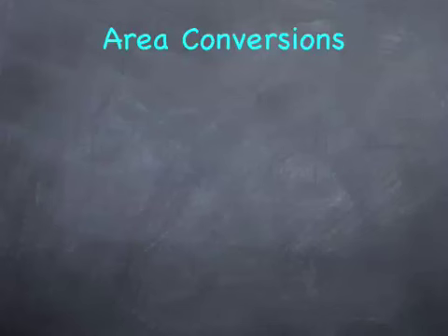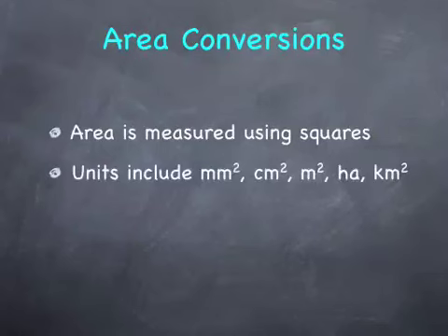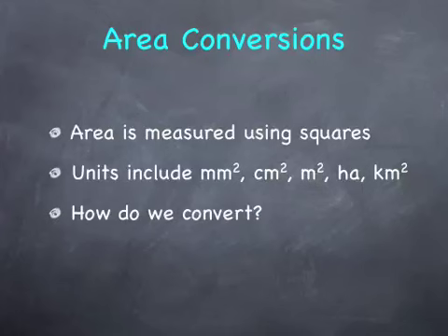This tutorial is called Area Conversions. And to do our area conversions, we need to remember that area is measured using squares. And the units that we use to measure area in the metric system include square millimetres, square centimetres, square metres, hectares, that's HA is the abbreviation, and square kilometres. So how do we convert between them? That's what we'll be covering today.